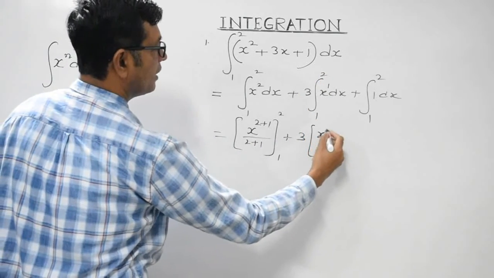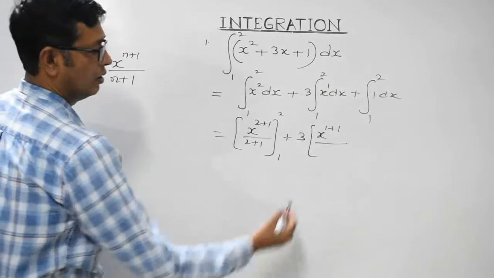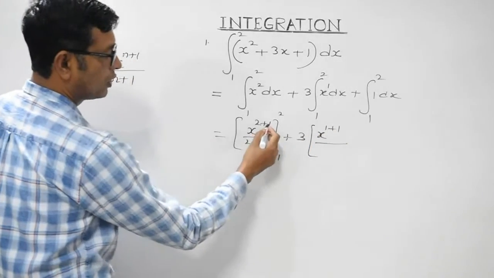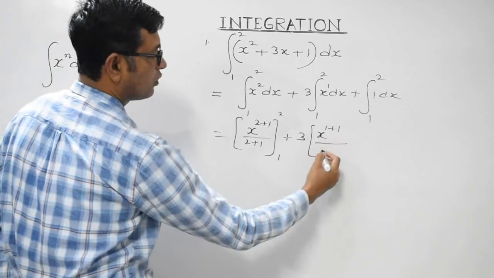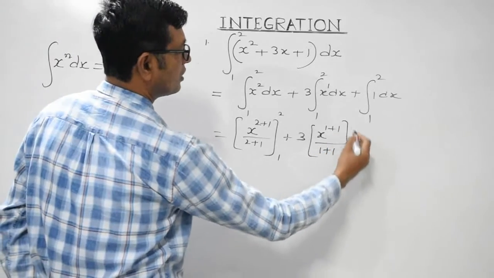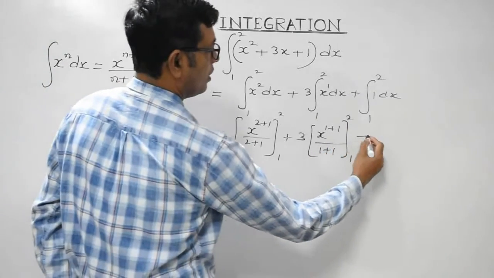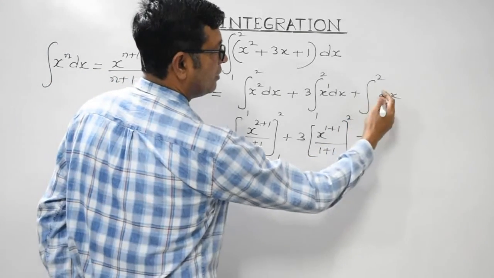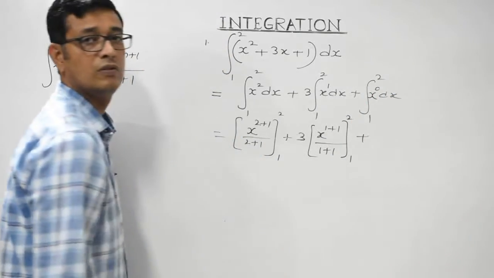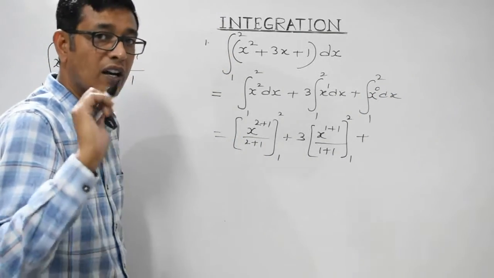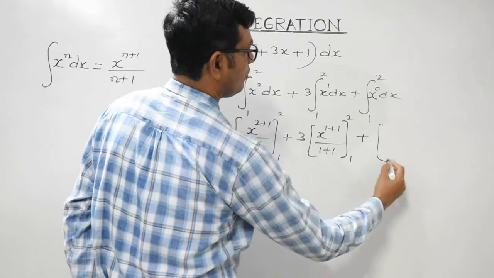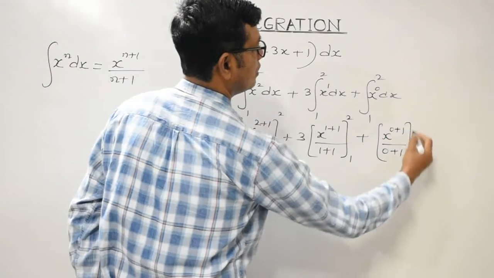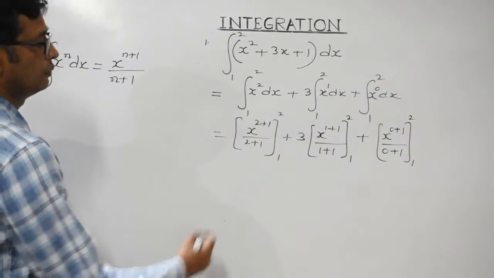So its integration will be x to the power 1 plus 1, and simply the denominator would be the same as that of the power. Just remember, here it's 2 plus 1, denominator also 2 plus 1. For 1 plus 1, it will be n plus 1, again the same. Limits are written in this particular manner. Plus 1, this is very important, students. Can 1 be written like this, x to the power 0? Anything to the power 0 is 1. So it will be x to the power 0 plus 1 divided by 0 plus 1.